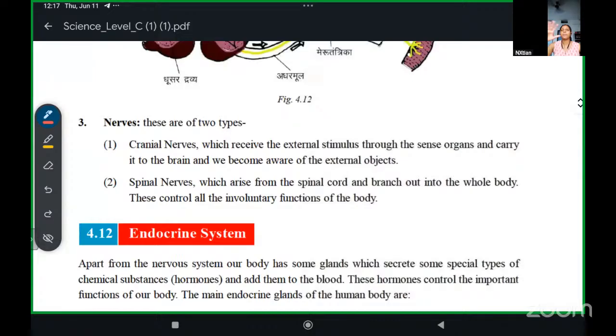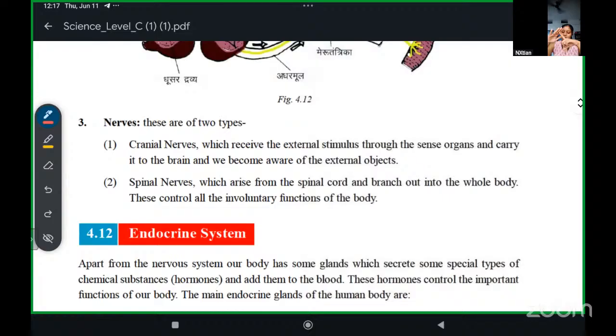When we are touching something, you know that our fingers have nerves. From that touch, the signal is carried by those nerves to the brain, and then the brain is able to identify, I'm touching a pen. So these are cranial nerves.